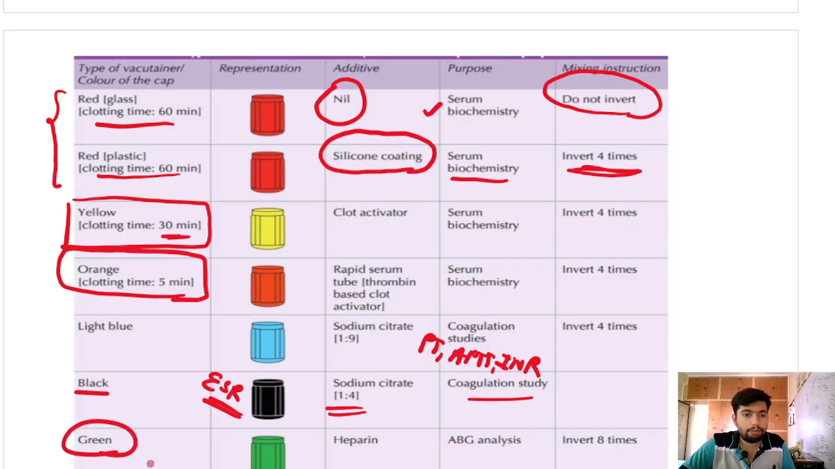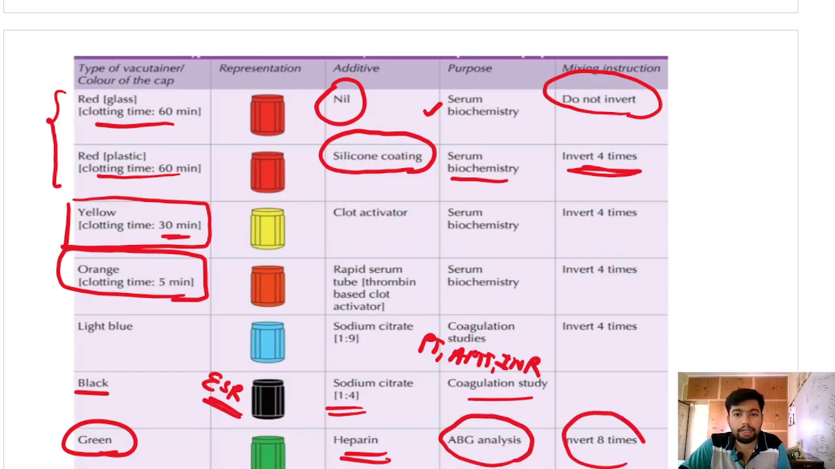Now, the green color vacuum, you can see, is called the heparin vacuum. It is used for arterial blood gas analysis and you have to invert it 8 to 10 times to mix the heparin well with the sample. So you have to preserve that particular sample. In arterial blood gas analysis, we are not taking a venous sample. We are taking an arterial sample by arterial puncture. We will be discussing this when we discuss arterial blood gas analysis. We have a separate chapter for it.